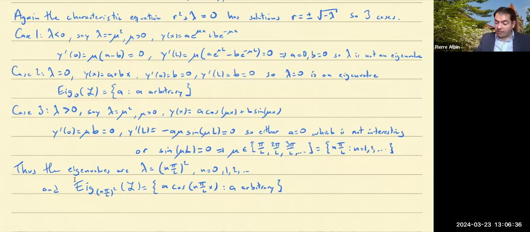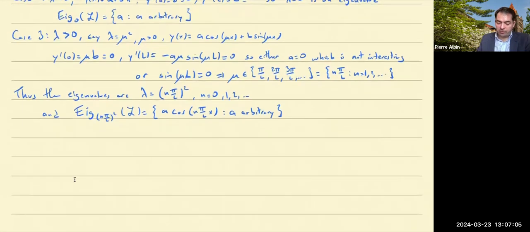Okay, notice that we ended up with almost the same eigenvalues in this example as in the previous example, right? For when we were imposing y of 0 equal to 0, y of L equal to 0, then we ended up with these eigenvalues. And instead of cosines, there we had sines. Here we have cosines instead of sines, and 0 is an eigenvalue, which it wasn't before. But otherwise, it's a lot like the previous one.